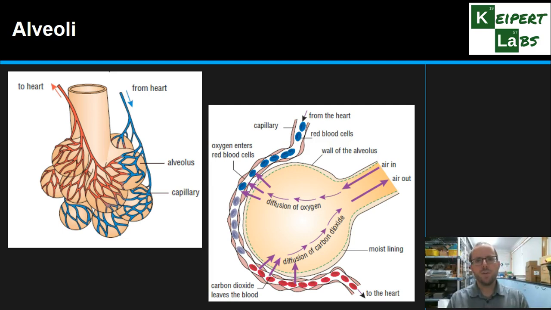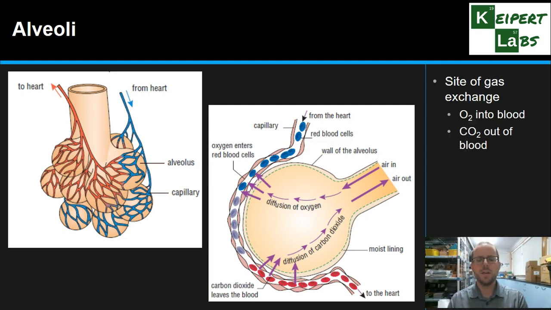So now we focus on the alveoli, which is arguably the most important part here, where the gas exchange actually takes place. So oxygen goes into the blood and carbon dioxide comes out. So we get deoxygenated blood, so blood that doesn't have enough oxygen in it, that comes from the heart through these tiny little blood vessels called capillaries.